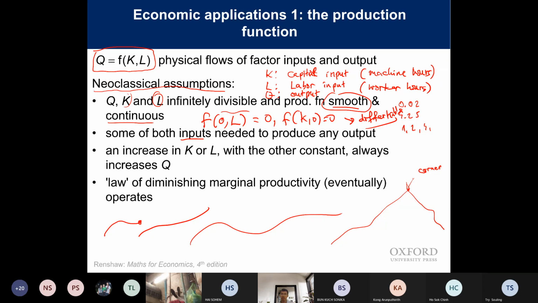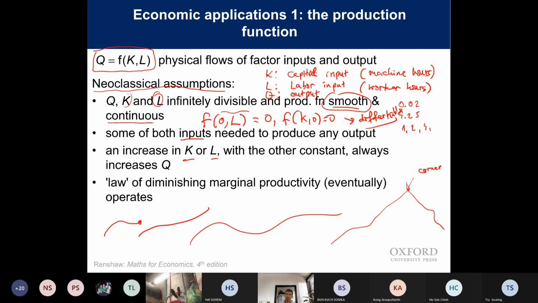If one of them is zero, we cannot do anything, right? You cannot operate the machine without a worker, or a worker cannot produce anything without any machine. Another assumption is that an increase in K or L, with the other constant, always increases Q.